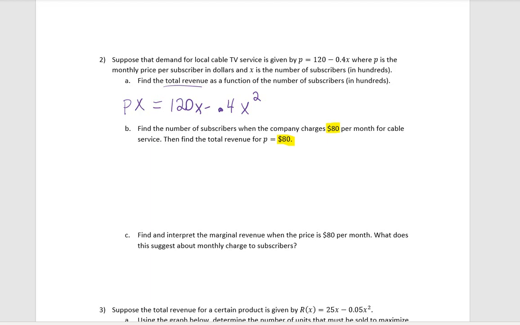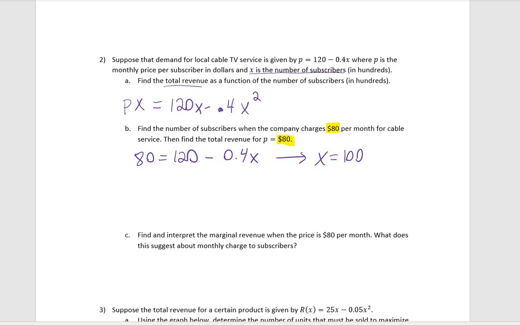So remember, P is the monthly price per subscription, and x is the number of subscribers. So we're going to have 80 equals 120 minus 0.4x. We want to solve for x because that's the number of subscribers. So when we solve for x, we're going to subtract 120 from both sides, so we have 80 minus 120, and then we need to divide both sides by negative 0.4. We're going to get 100 subscribers.